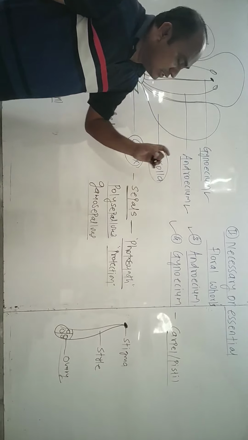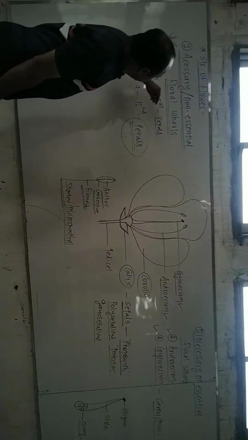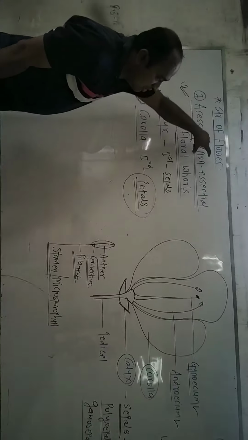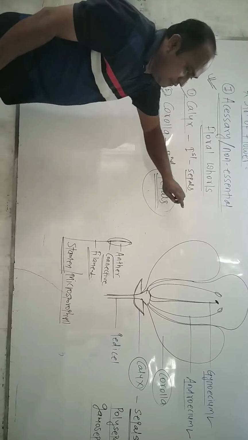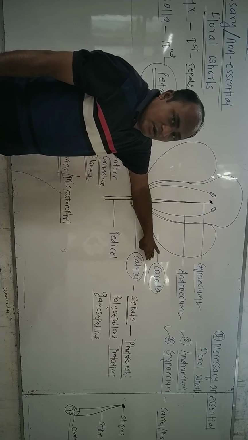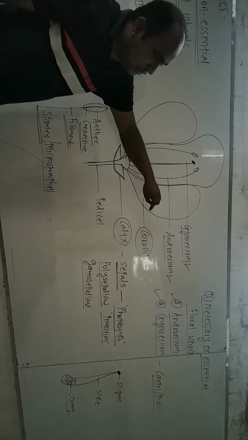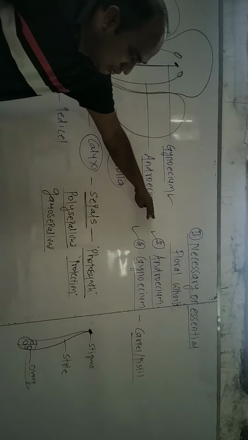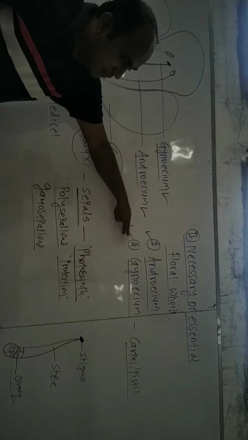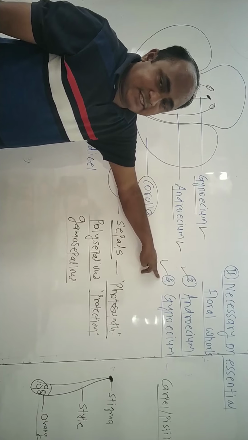So today we will discuss the two main parts of the flower. The first is called accessory or non-essential, in which there are two parts: the first is called calyx and the second is called corolla. The second is called necessary or essential whorls, which can be divided into androecium and gynoecium. Androecium is called the male sex organ, gynoecium is called the female sex organ.